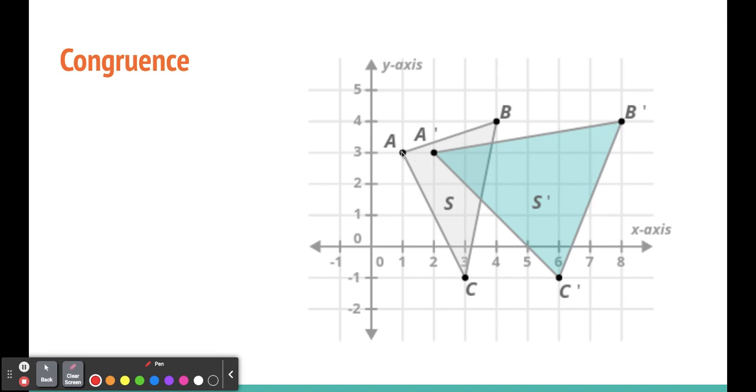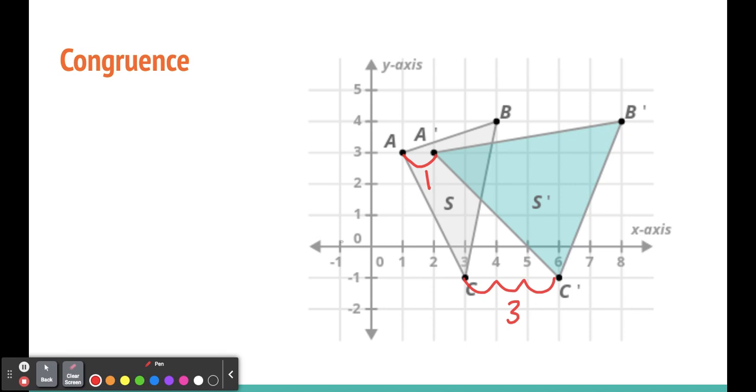And I can still kind of say, well, it looks like maybe it was a translation. A and A prime are 1 unit apart. C and C prime are 3 units apart. That can't be a translation because the points moved different amounts. They did not move exactly the same way in exactly the same direction. It doesn't look like a rotation or a reflection either. I don't even really need to check those. I can say because it is not a rigid transformation, these figures are not congruent.